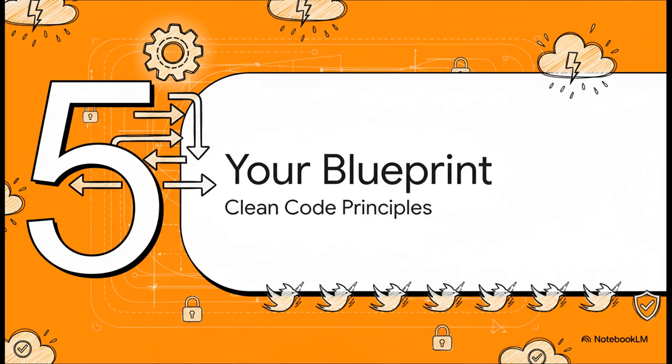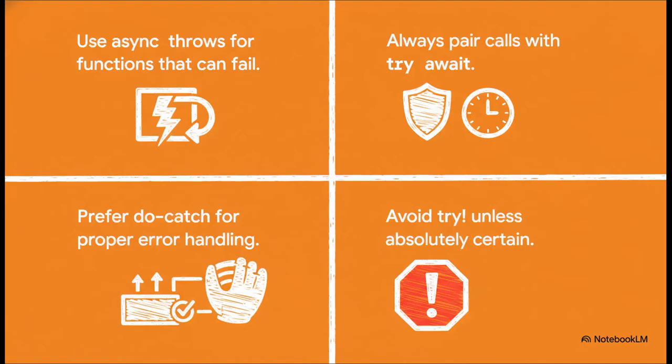Okay, so let's pull all these ideas together into a simple, clean blueprint. If you can keep these key principles in mind, you'll be writing fantastic, robust, and super maintainable async Swift code before you know it. All right, here are your four golden rules. Rule number 1: if a function can fail and it's async, mark it with async throws. You're signaling its intent. Rule 2: when you call one of those functions, always use try await. You're acknowledging that intent.